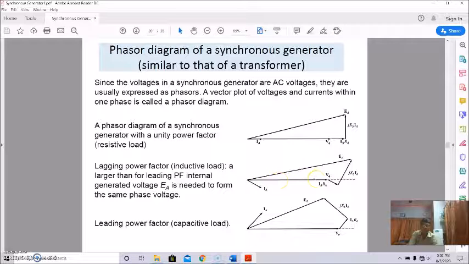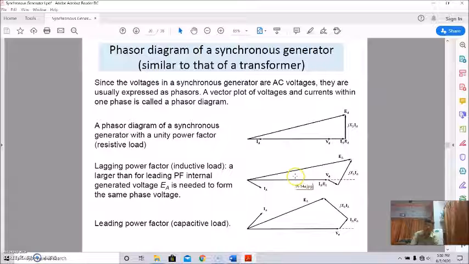So the armature resistance drop will be in parallel with this armature current. So this will be IaRa, and perpendicular to this will give you the armature synchronous reactance drop. So this Vφ plus IaRa plus jXsIa will give you the excitation EMF in case of inductive load. So that is the lagging power factor.